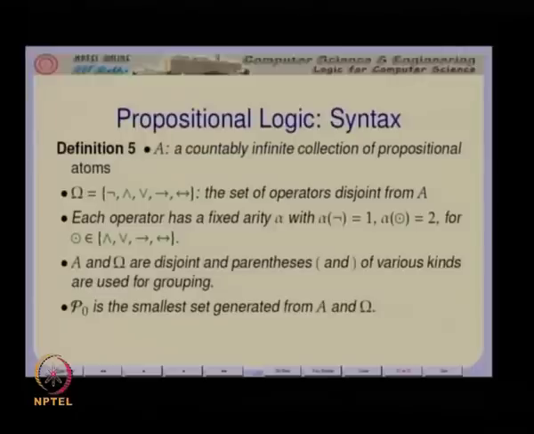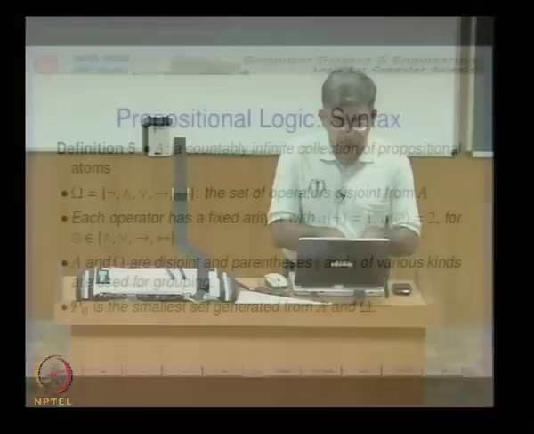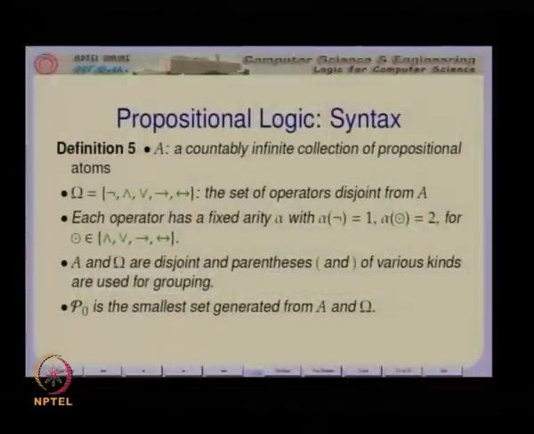Is there anybody who does not understand this last sentence? Yeah, you don't understand that? Okay. So what we'll do is, we'll give an alternative definition in terms of a Backus-Naur form. That's standard practice in programming languages, so we'll follow that, right? And then I'll come back to what this means by the smallest set generated from A and omega, right?